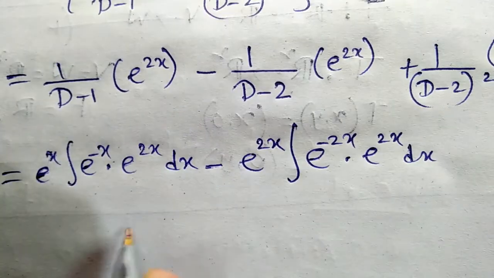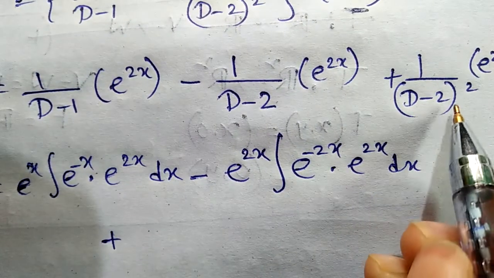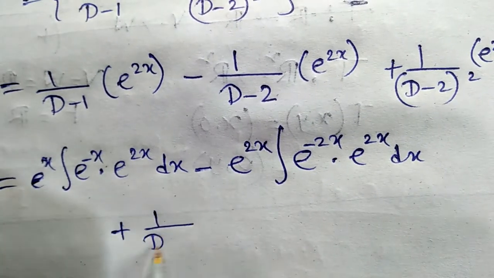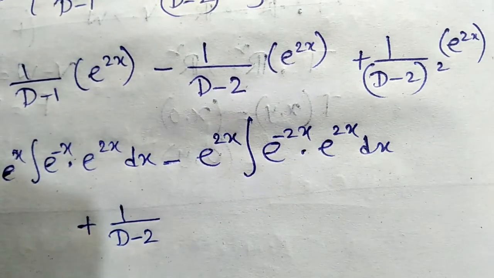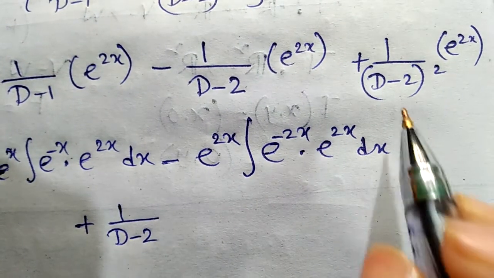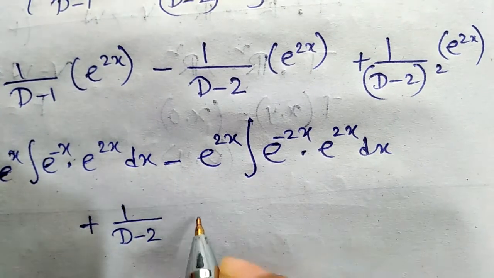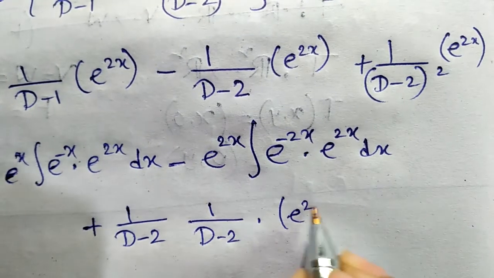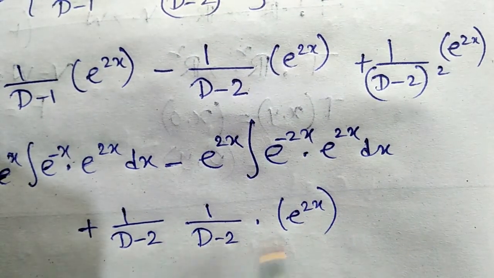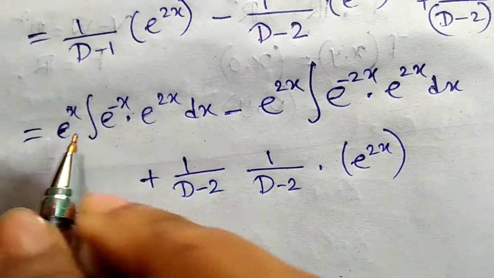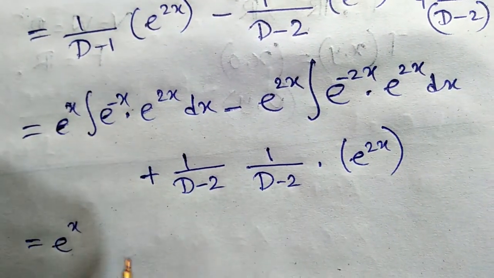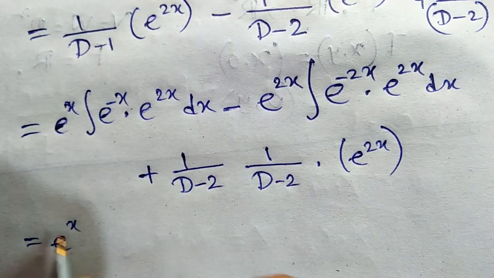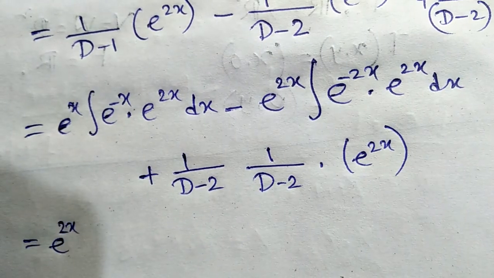And for the third one, here 1 by d minus 2 whole square, so we do it part by part. That is, at first this is left, then only do this section: 1 by d minus 2 into e to the power 2x. We have to find out this value. So calculating it, we get e to the power x integration e to the power x dx, that is e to the power x again, so e to the power 2x.